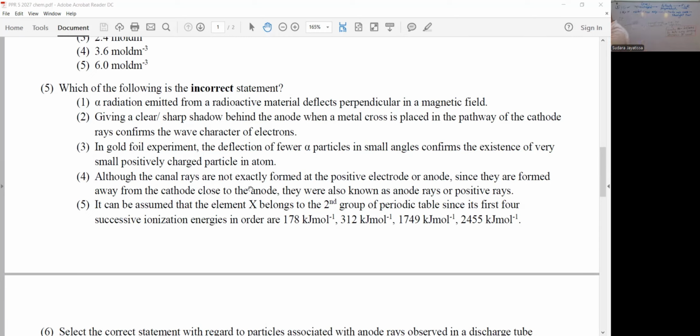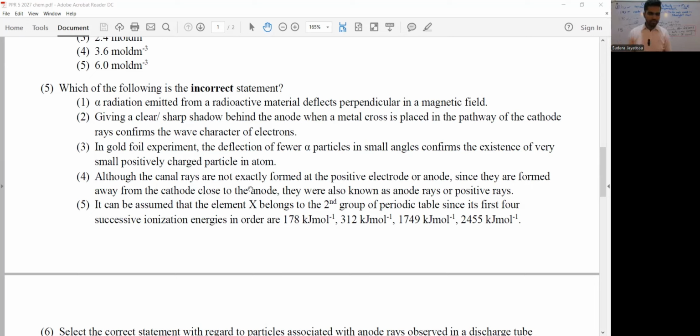It is the reason why we call them anode rays, because they start from the direction of the anode, not from the anode. I last week also explained we call them anode rays not because they start from the anode only, they are starting from the side of the anode, but not from the anode. But cathode rays are the opposite. Cathode rays are actually starting from the cathode.